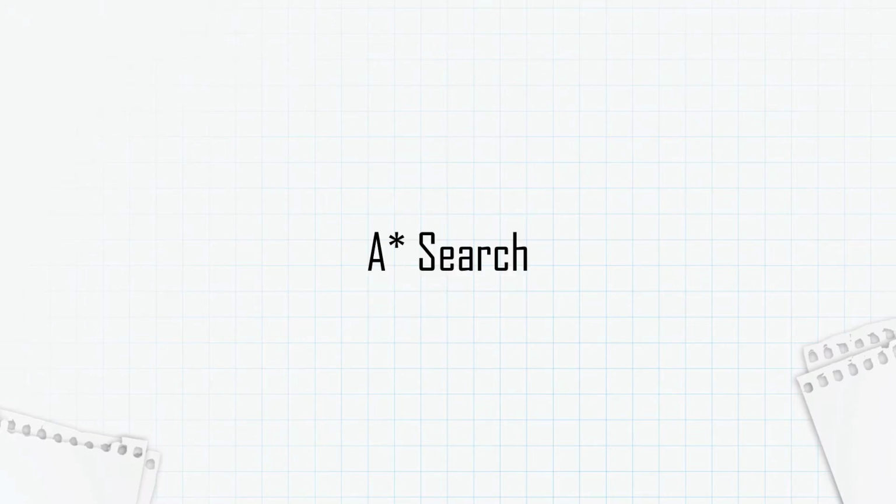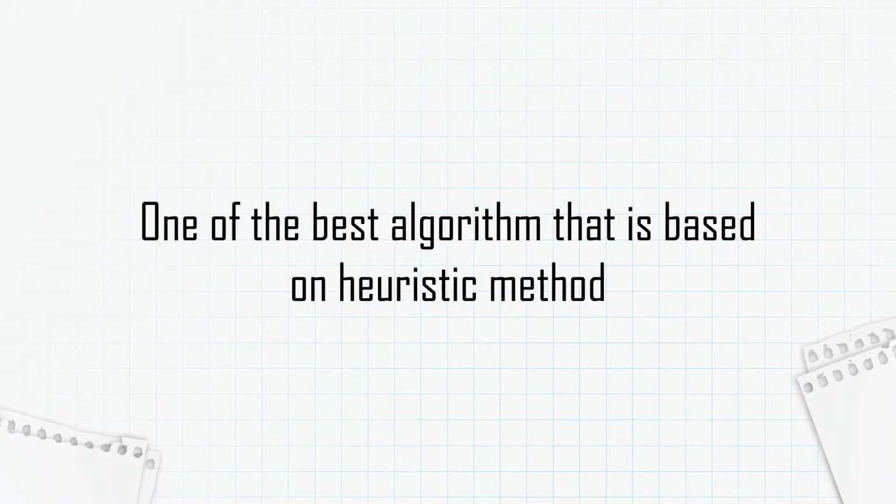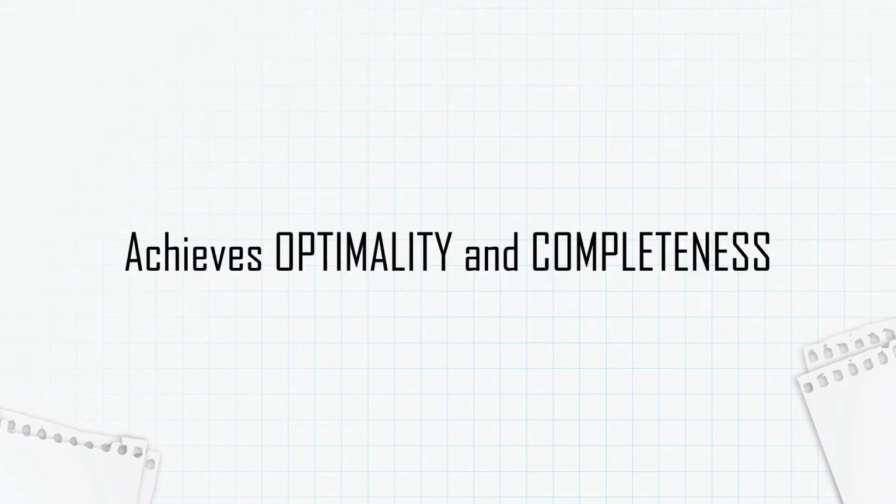Now, moving on to A-star search. A-star search is one of the best algorithms based on heuristic methods, which achieves optimality and completeness. So, how does it work? Imagine you are using Waze or Google Maps and you are trying to get from Perak to Pahang. It can go through a lot of different routes and it will take some time to reach each checkpoint. Then it will calculate which route can get you from Perak to Pahang the quickest.